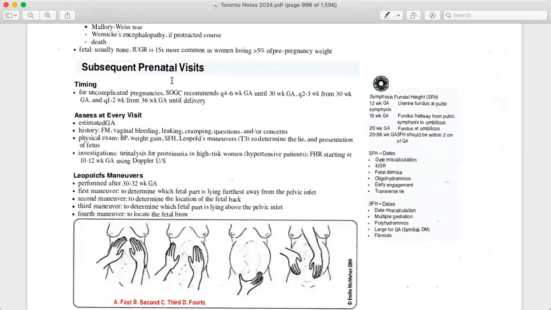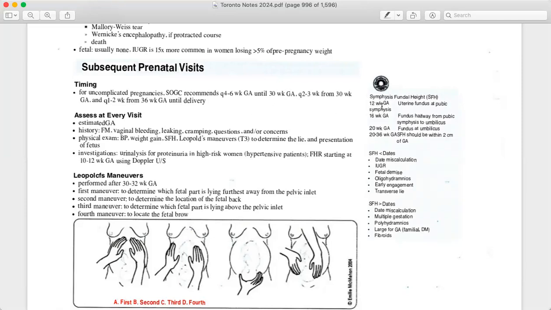Now, in the subsequent prenatal visits, all you need to know is the visits. When are you going to do the first one, then second one, then third one? For uncomplicated pregnancies, SOGC recommends every 4 to 6 weeks gestation until 30 weeks, and then every 2 to 3 weeks from the 30 weeks. So that's what you need to know.